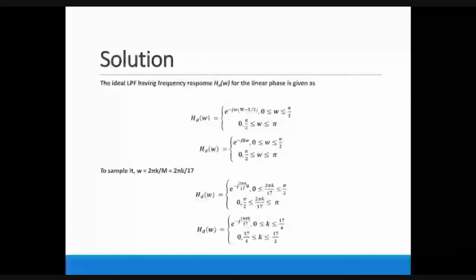Similarly, in the second part, we have written the limits pi by 2 less than or equal to 2 pi k by 17 less than or equal to pi. The first part gives 17 by 4. The second value you get by writing 2 pi k by 17 is equal to pi. When you solve this, you are getting k is equal to 17 by 2. So these values are 17 by 4 and 17 by 2.